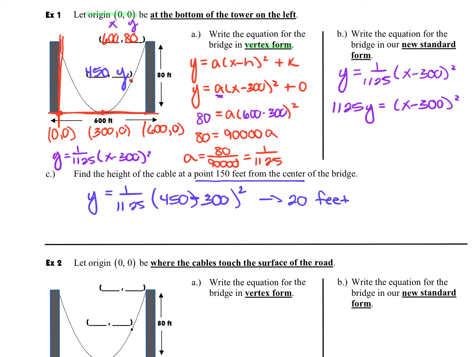Now, I will also point out that you could also have done this instead of thinking 150 in this direction, you could have gone 150 in that direction. So you could have also done the same problem this way and done 150 minus 300 squared, and that's still going to give you the 20 feet, okay? So that is one example of how to do this problem. Again, that was choosing to put origin right here at the bottom left.